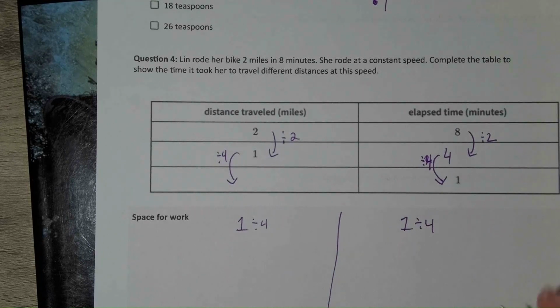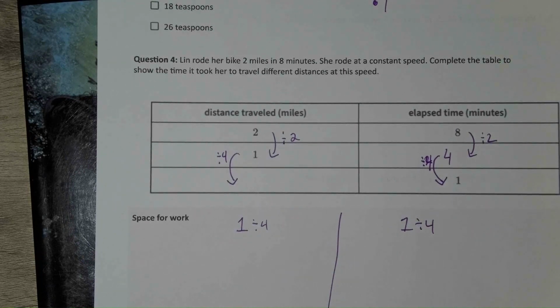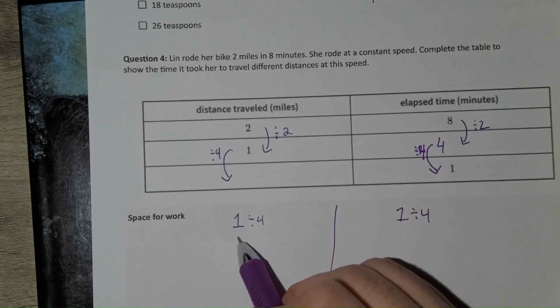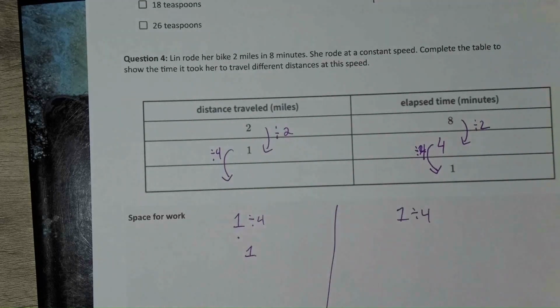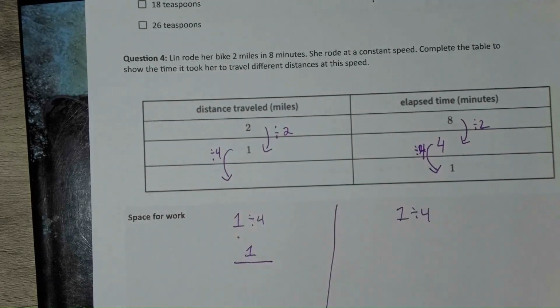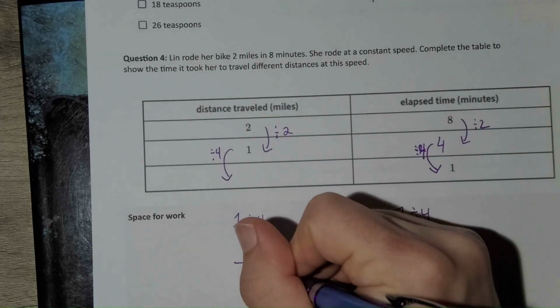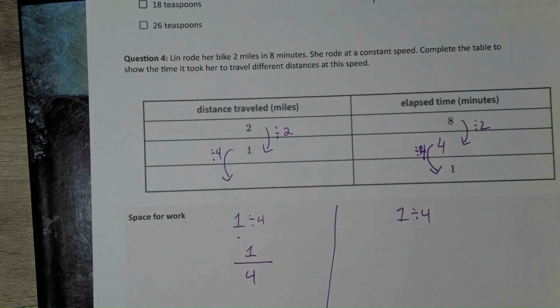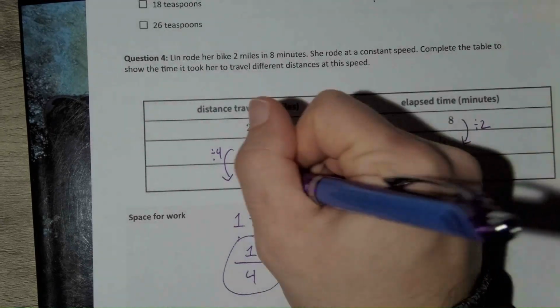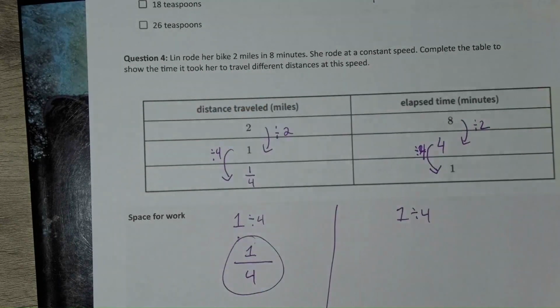First method is going back to 5th grade where you learned that division can be represented as a fraction. And so what we know is our dividend is our numerator and our divisor is our denominator. And so that means if you just wrote 1/4 here, you were correct.